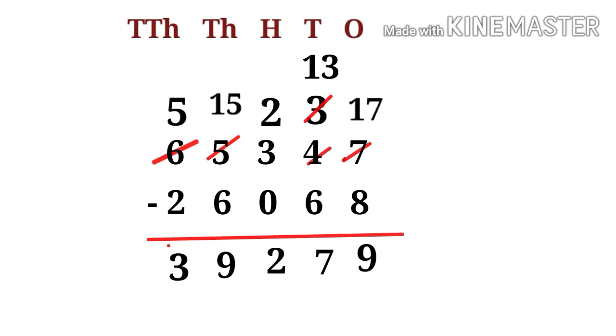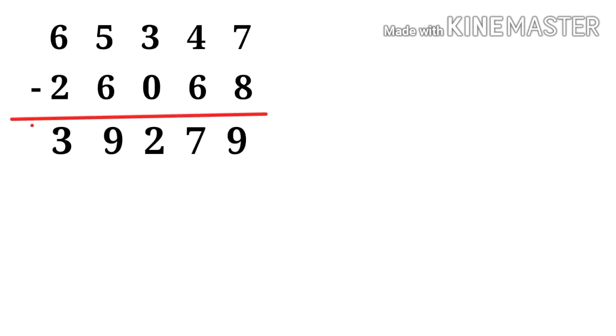So, when we subtract 65,347 and 26,068, we will get the difference as 39,279. Now, let us check whether our answer is right or not. To check the answer to a subtraction problem, add the difference to the smaller number. If your answer is correct, you will get the greater number. Otherwise, your answer will be wrong.